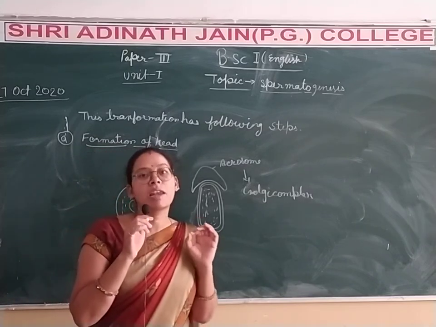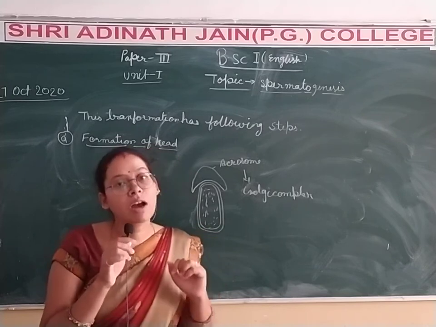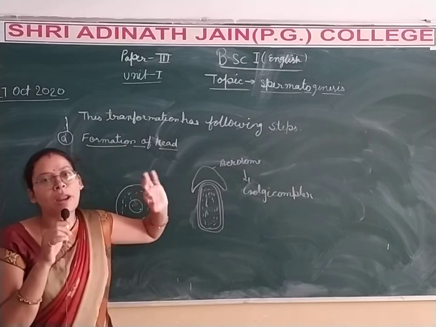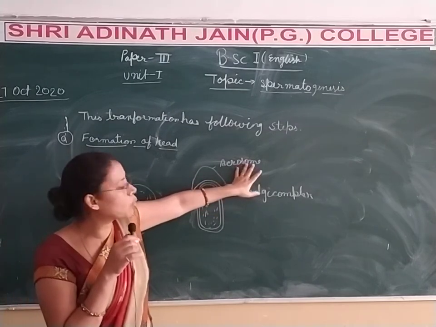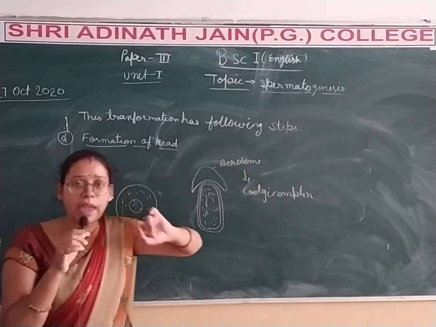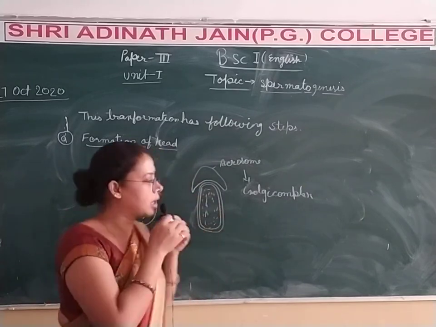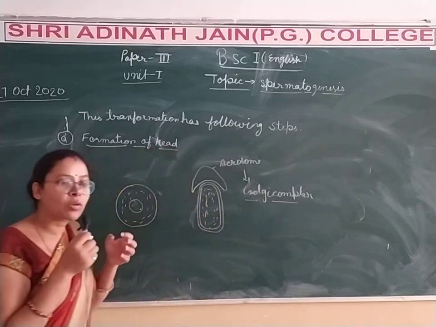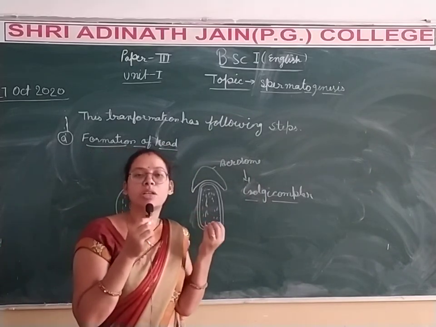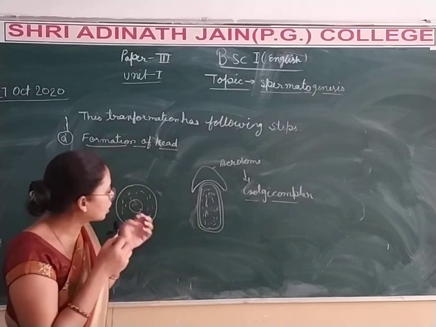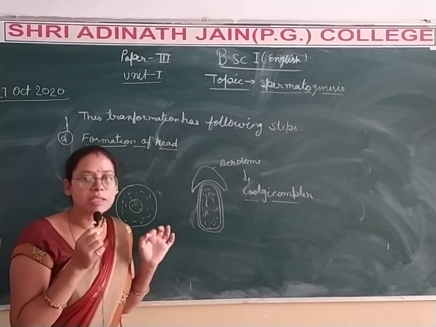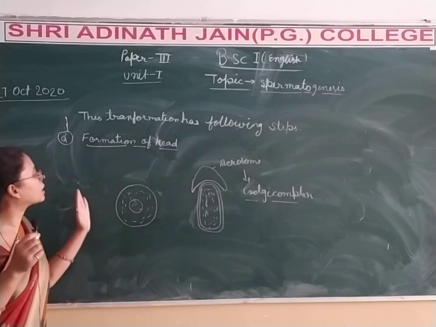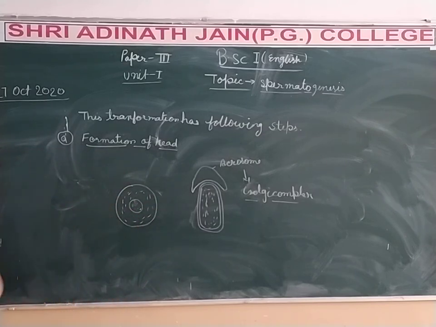Now this cell also has a covering. There is a cap-like structure, and this cap-like structure is known as the acrosome. This cap is formed by the Golgi complex. It means the acrosome is formed by the Golgi complex. Now we will see how the formation happens. So there is a process of the formation of the cap. First we write: formation of head.